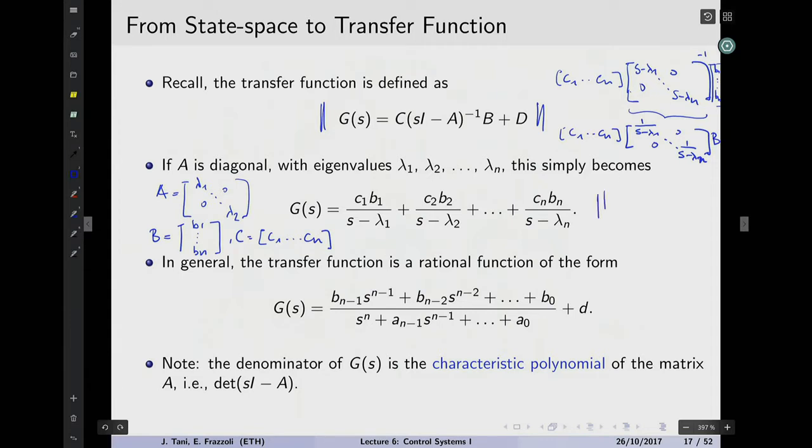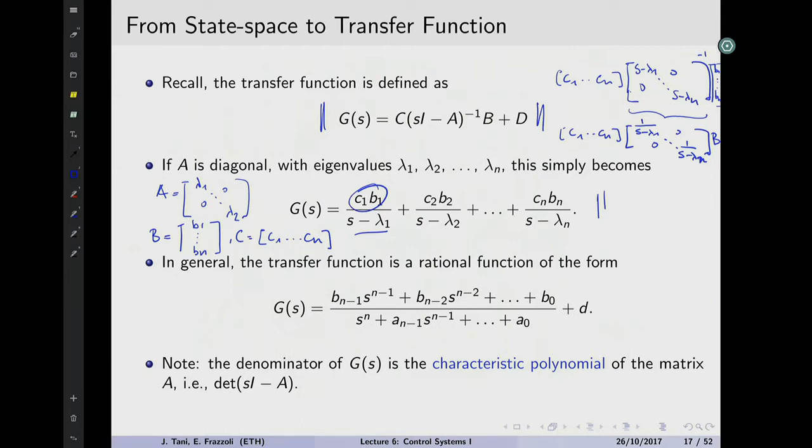Now look at that. This matches our observations of before. The transfer function can be expressed as a sum of m terms. Each term depends on two things. It has a numerator that is a function of the C and B matrices, and the denominator is directly a function of the eigenvalues of A.